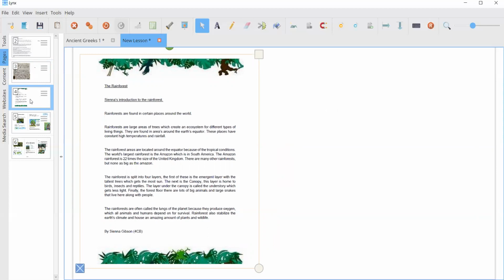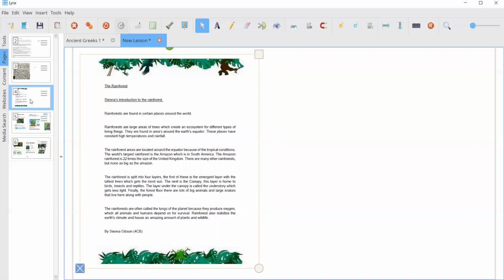Rainforests are found in certain places around the world. Rainforests are large areas of trees. Ecosystem, very good. High temperature and rainfall, you've got that, very good. The equator you've mentioned because of the tropical conditions, very good. And you've mentioned where they are, Amazon and in South America. Now, here's a fact that I didn't know. The Amazon rainforest is 22 times the size of the United Kingdom.